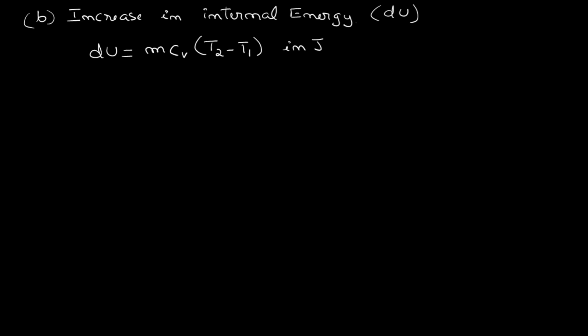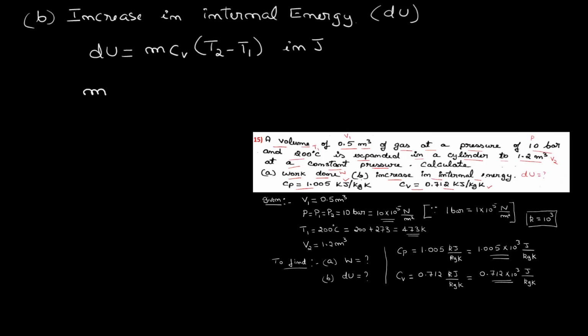But we don't know what is the value of m here. The mass of gas is unknown. Also, we don't know what is the final temperature. Here, can I find mass and final temperature using separate formula? Of course, I can. To find m, that is mass of the gas, I can use PV is equal to mRT, the characteristic gas equation.